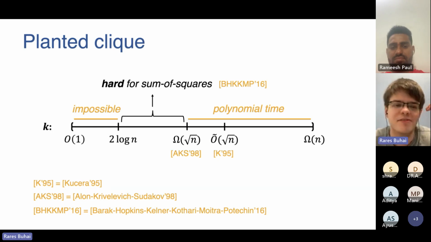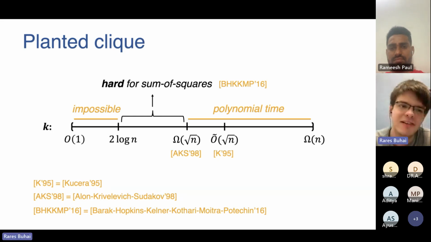We can still take the positive side here, which is that, okay, for k at least root n, you can recover the planted-clique. And this kind of thing you cannot do in a worst case graph. Recovering a root n clique in a worst case graph is still NP hard. It requires exponential time.